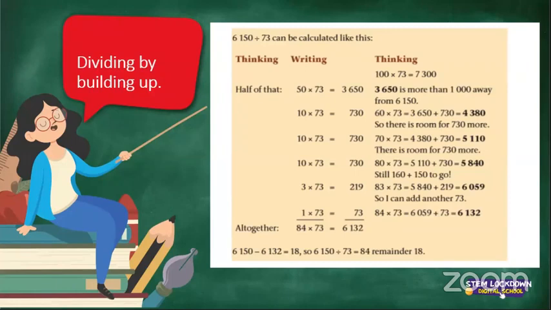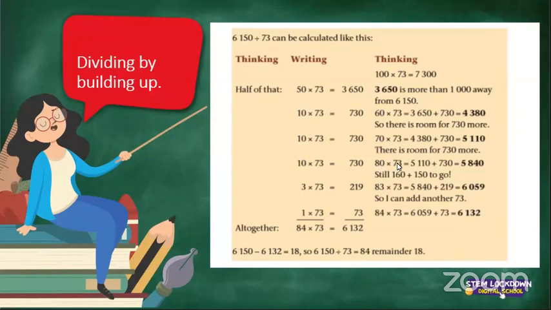Remember, we are looking at 6,150 divided by 73. So here we are busy forming multiples that will tell us exactly what number we're looking for when dividing by 73. Okay, so we have 70 multiplied by 73, and our answer is 5,110. So there is room for 730 more. Still, you add your 10, because you know 10 multiplied by 73 is 730. That's now 80, because 10 plus 10 plus 10 plus 50 equals 80.